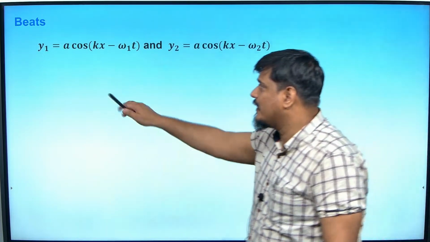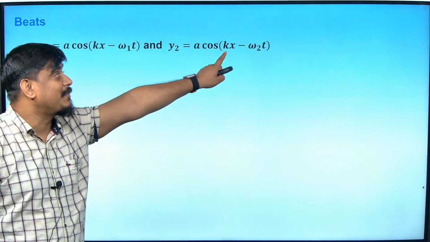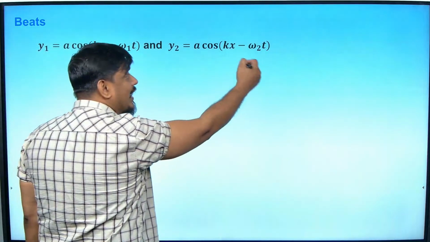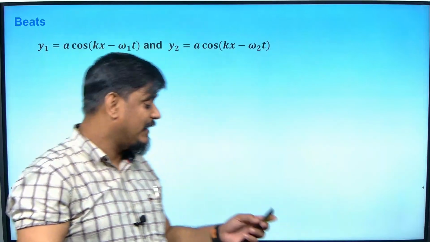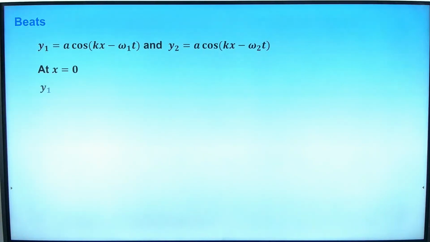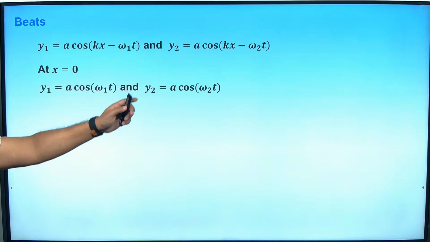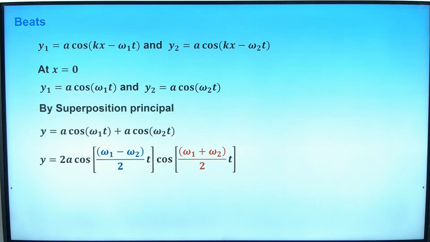So I am taking y1 as a cos(kx minus omega1 t) and y2 as a cos(kx minus omega2 t). Please pay attention here. I have taken omega1 and omega2 because they have slightly different frequencies. Now when I superimpose them, first I take x equal to 0. Then y1 is a cos(omega1 t) and y2 is a cos(omega2 t). By the principle of superposition, y equals a cos(omega1 t) plus a cos(omega2 t).